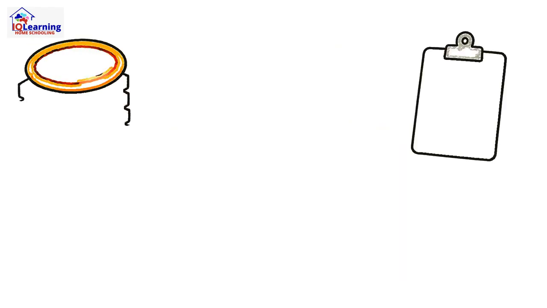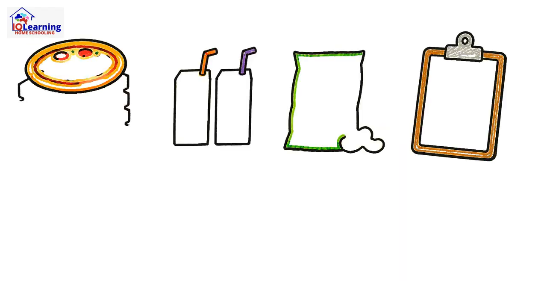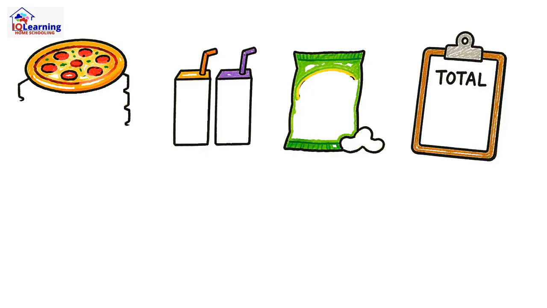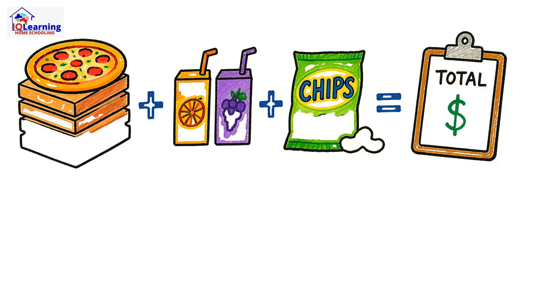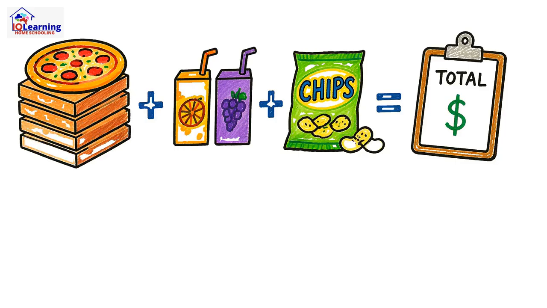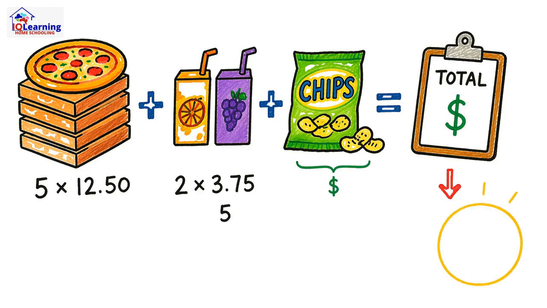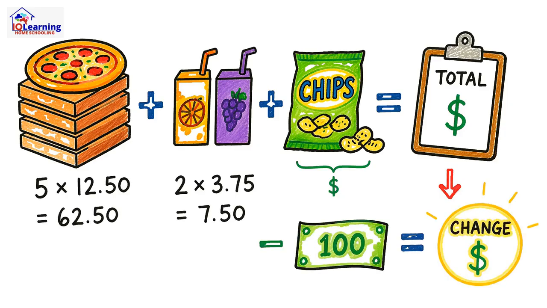Imagine that class party. 5 pizzas at $12.50 each, that's $62.50. 2 juices at $3.75, that's $7.50. Add the chips and you get your total spending. Then subtract from your $100 to find the change. Each calculation is simple on its own.